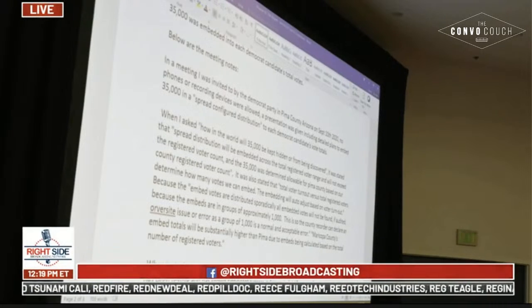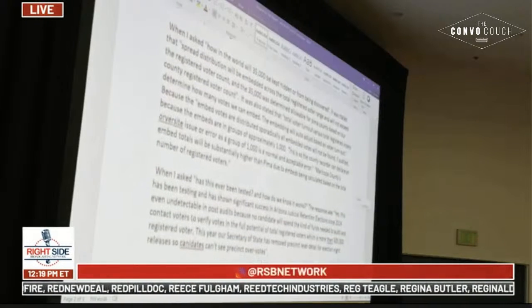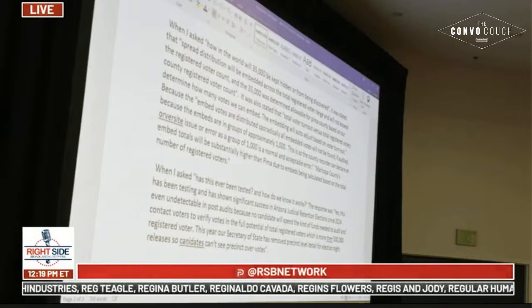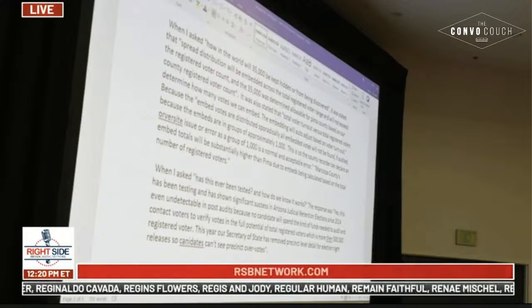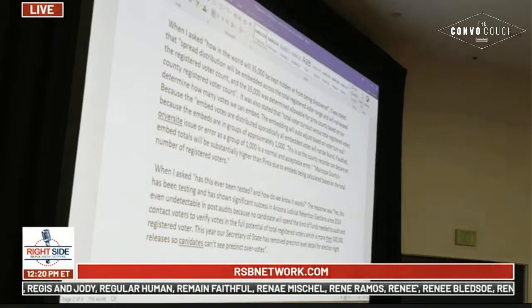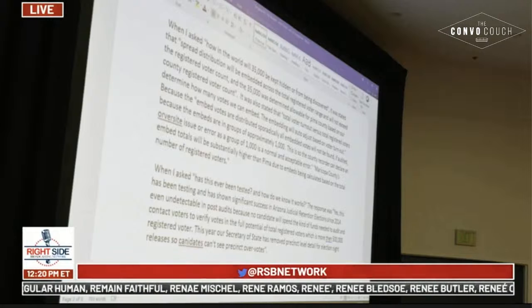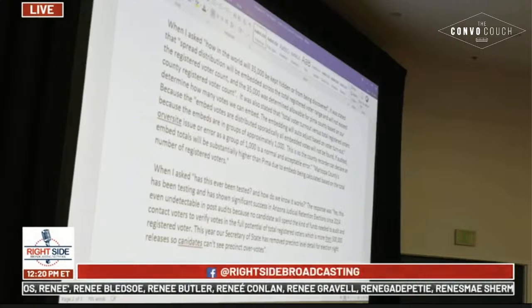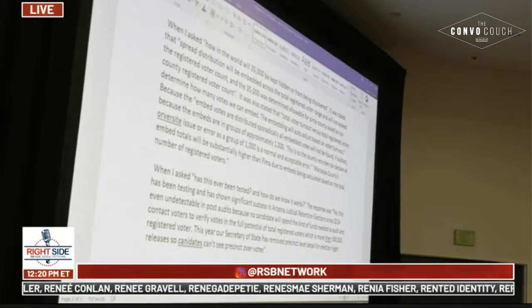totals. When I asked how in the world 35,000 votes would be kept hidden from being discovered, it was stated that spread distribution will be embedded across the total registered voter range and will not exceed the registered vote count. And the 35,000 was determined allowable for Pima County based on our county registered vote count. It was also stated that total voter turnout versus total registered voters determine how many votes we can embed. This embedding will auto-adjust based on voter turnout. Because the embed votes are distributed sporadically, all embedded votes will not be found if audited, because the embeds are in groups of approximately 1,000.